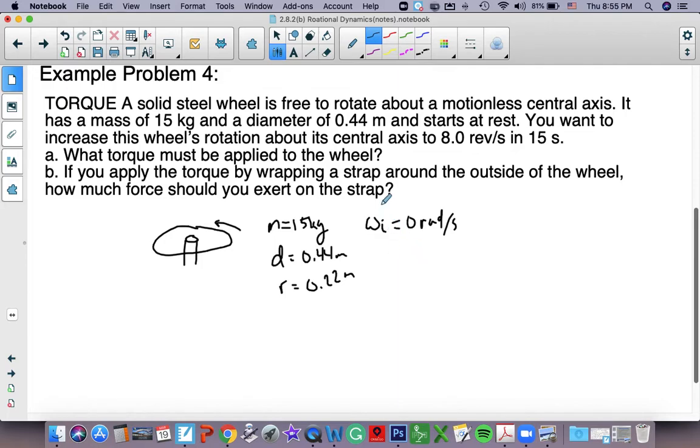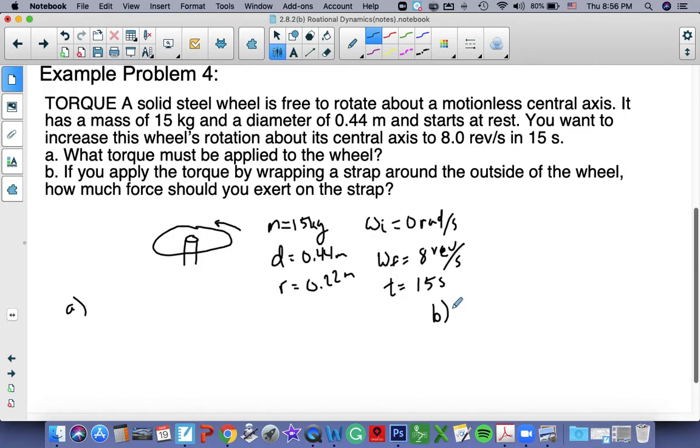Okay, and we want to increase the wheel's rotation to 8 revolutions per second. So our final angular velocity is going to be 8 revolutions per second. And we don't ever want to really work with revolutions per second when we're dealing with angular velocity, because that will not agree very much with our Newton's law. So we can fix that in a minute. And our time is 15 seconds. Okay, so A, what torque must be applied to the wheel? And then B, how much force should you exert on the strap?